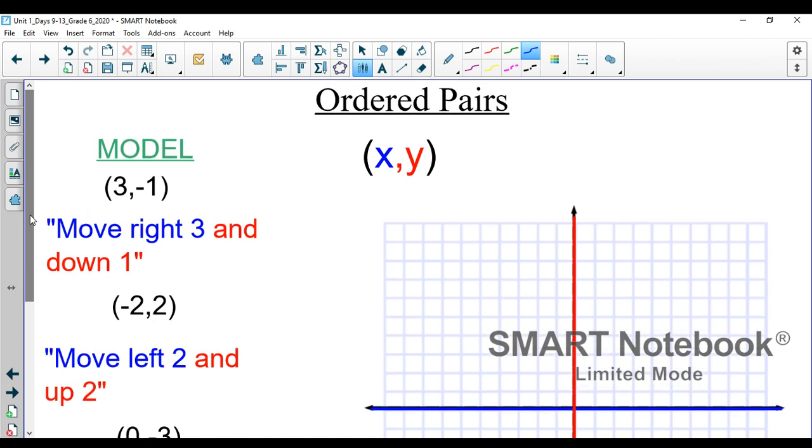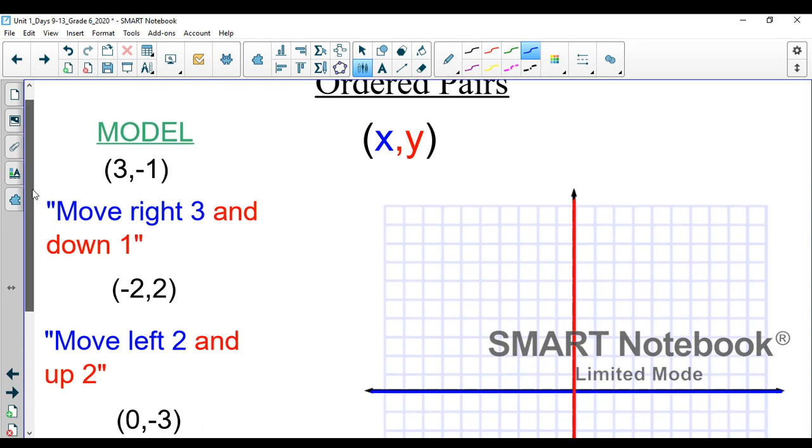Okay, so moving on to the coordinate grid, a couple things. Ordered pairs are always an x and a y axis moves. The x comes first and then the y. So we're going to model a couple of how these look.